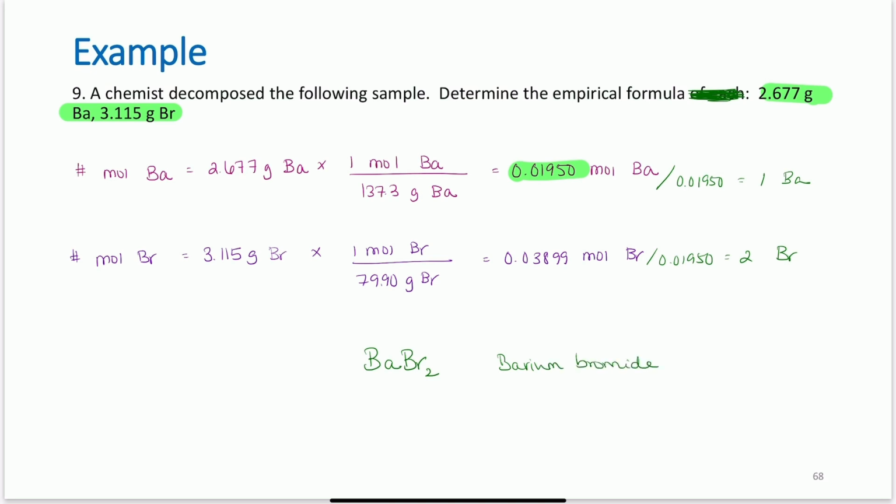Because it's an ionic compound, metal and nonmetal, and since barium is an alkaline earth metal, it has a fixed oxidation state, so I don't have to specify it in the naming itself. I can just say barium bromide.